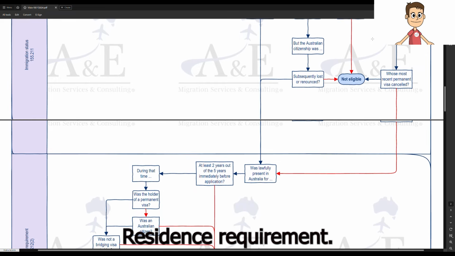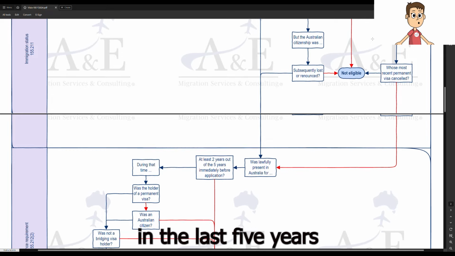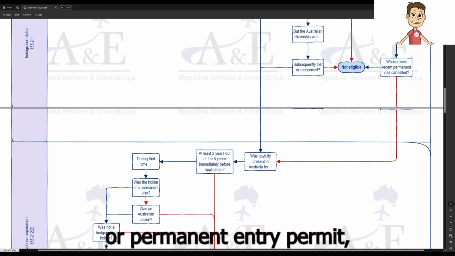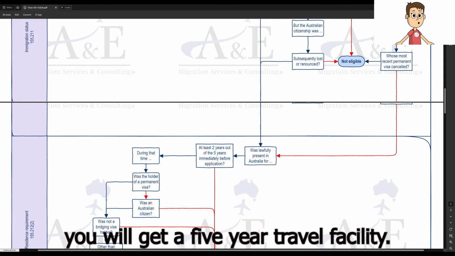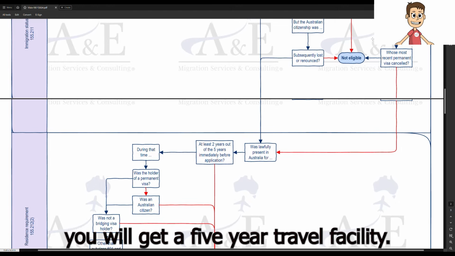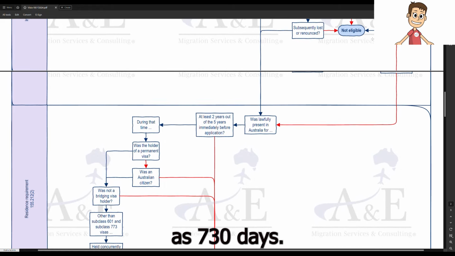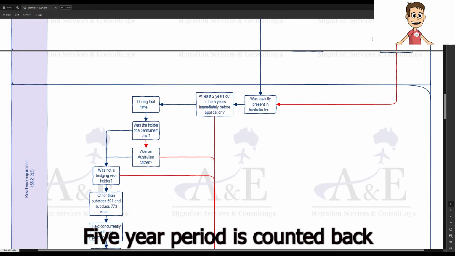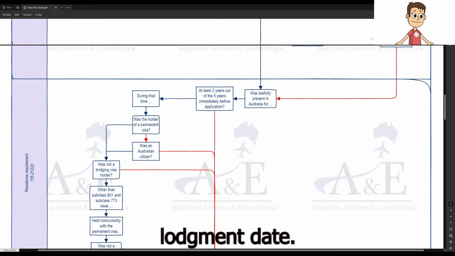Residence requirement. You have been present in Australia for 2 years in the last 5 years as the holder of a permanent visa or permanent entry permit, or as an Australian citizen, in which case you will get a 5-year travel facility. The 2-year period is counted as 730 days. The 5-year period is counted back from the resident return application lodgement date.